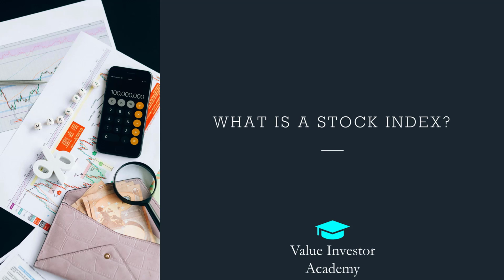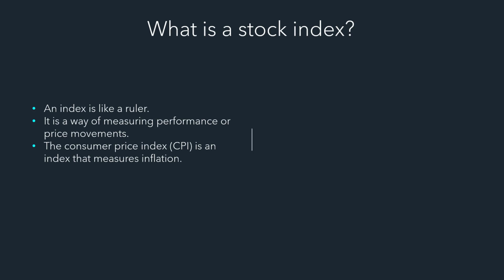The S&P 500, the Nasdaq Composite, the Dow Jones, and the ASX 200 are all examples of stock indexes. But what exactly is a stock index? To answer that, let's first define what an index is. An index is like a ruler. It is a way of measuring the performance or price movement of just about anything.